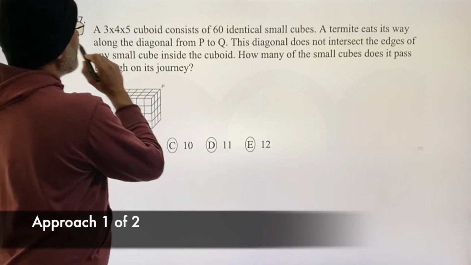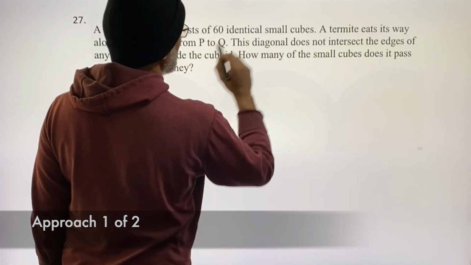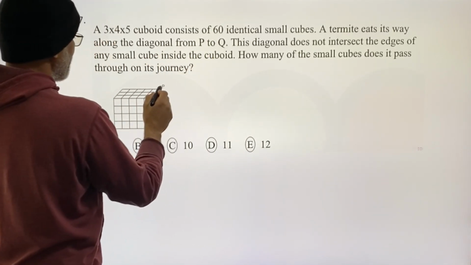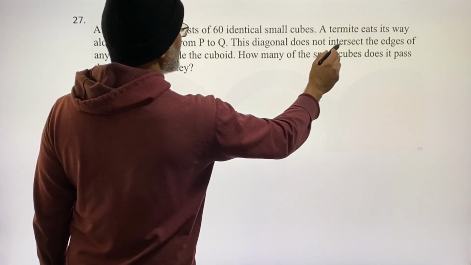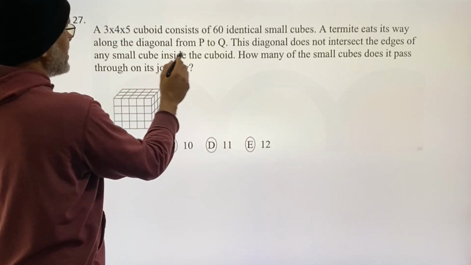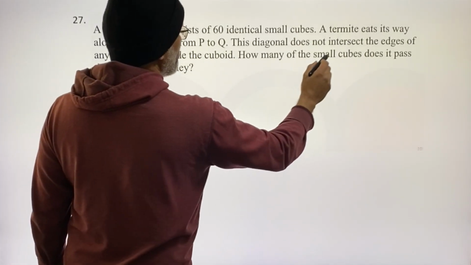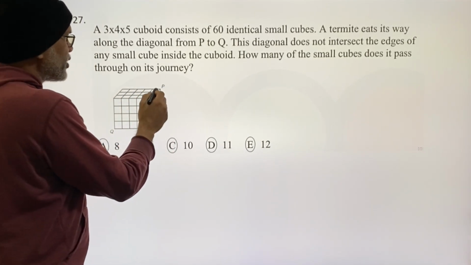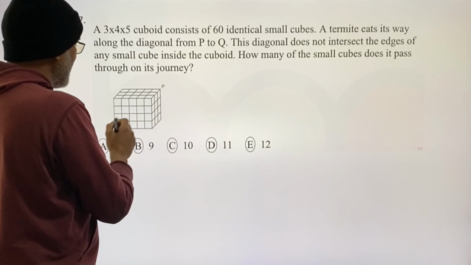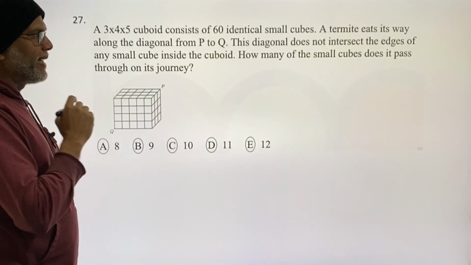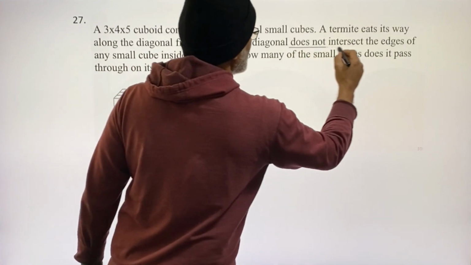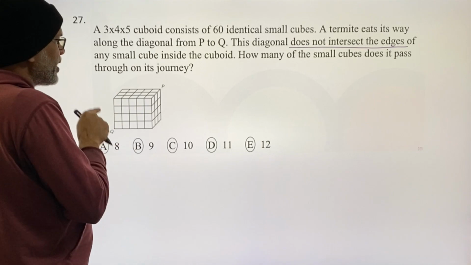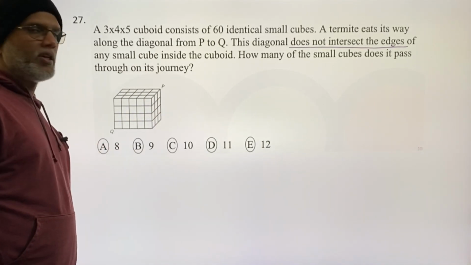A 3 by 4 by 5 cuboid consists of 60 identical small cubes. A termite eats its way along the diagonal from P to Q. The diagonal does not intersect the edges of any small cube inside the cuboid. How many of the small cubes does it pass through on its journey? All right, so the termite is going to eat from P to Q on a straight line, and that line does not intersect the edges. So from one layer to another, it goes through the face, not through the edge, right?